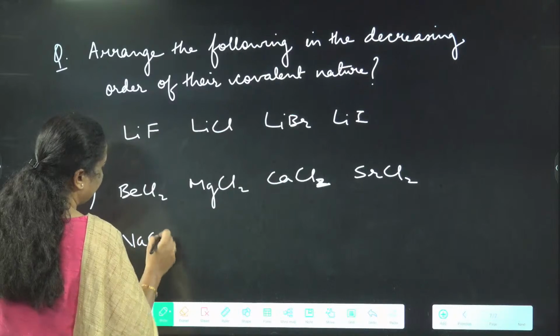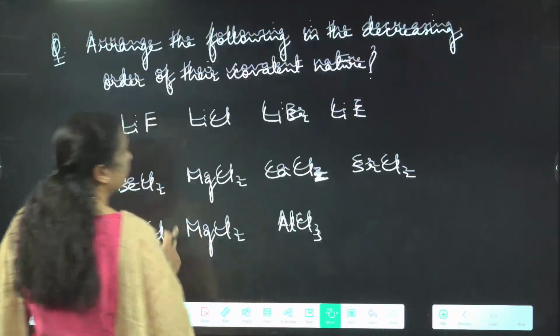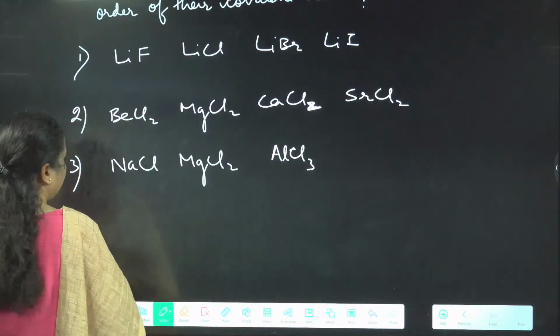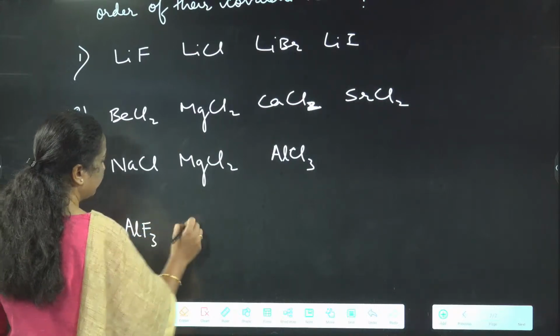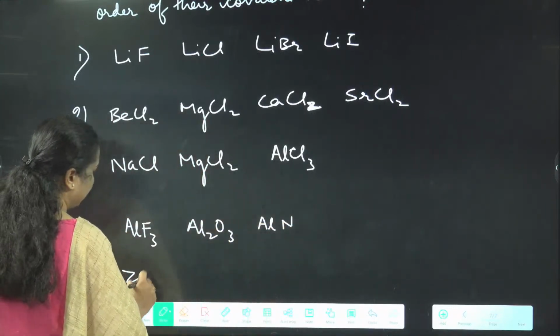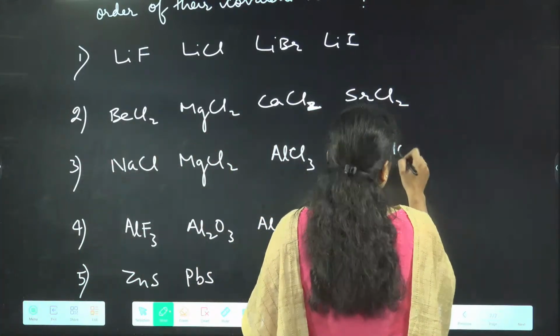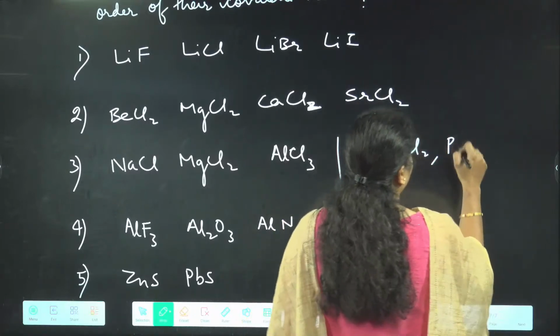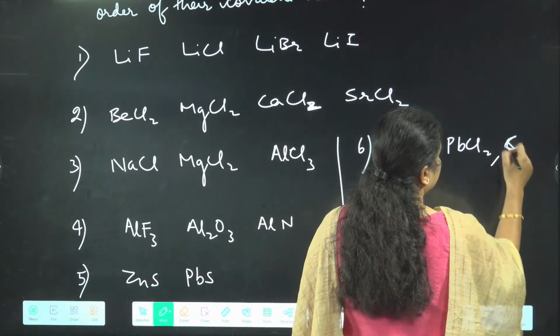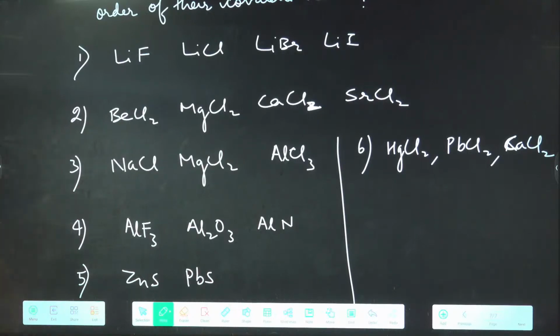Next you are having NaCl, MgCl2, AlCl3. Next you are having, suppose, AlF3, Al2O3, AlN, ZnS, PbS. One more example I am writing here: HgCl2, PbCl2 and let us say CaCl2. So identify the order. I'll just discuss after a few minutes here. Once you are done arranging on your own, then you can let me know.